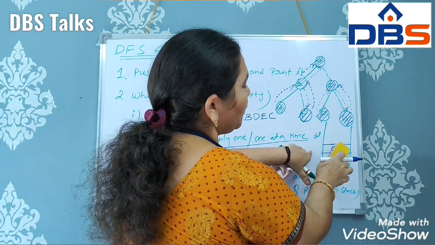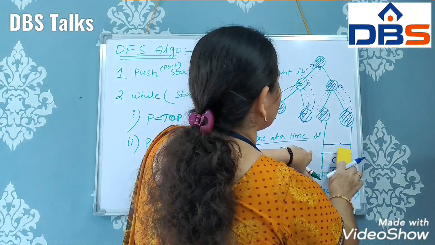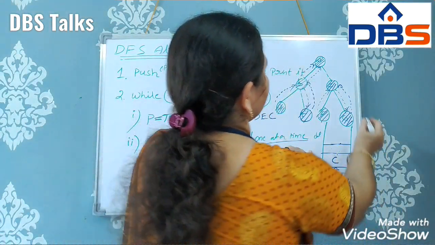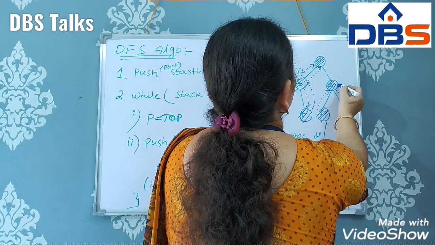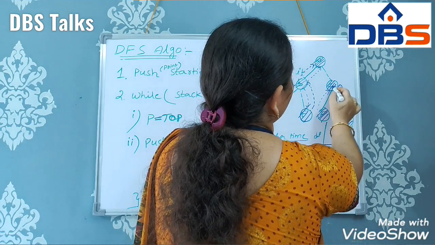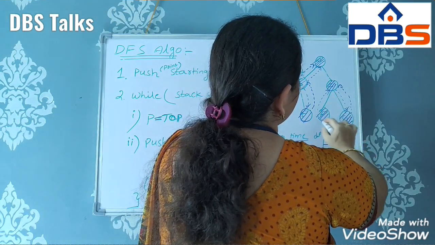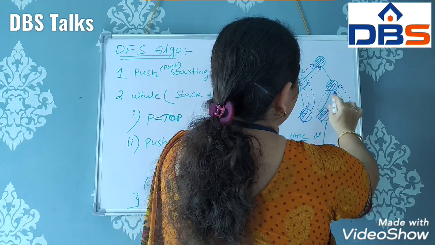We have to pop G from the stack. So next, we will go for backtracking. So where? C. C is already visited. Any unvisited vertices there? No, all are visited vertices.